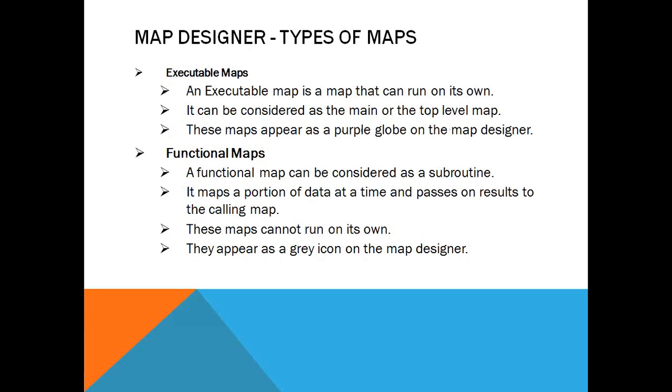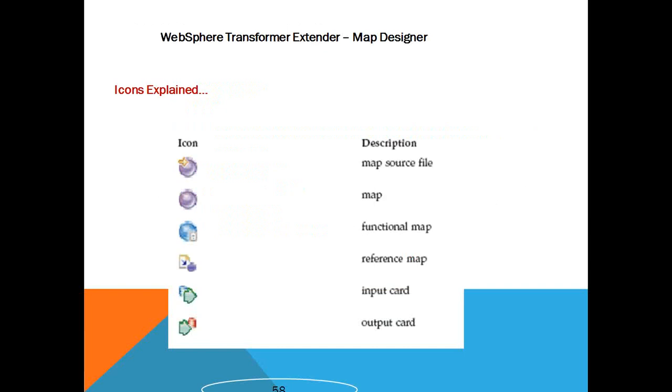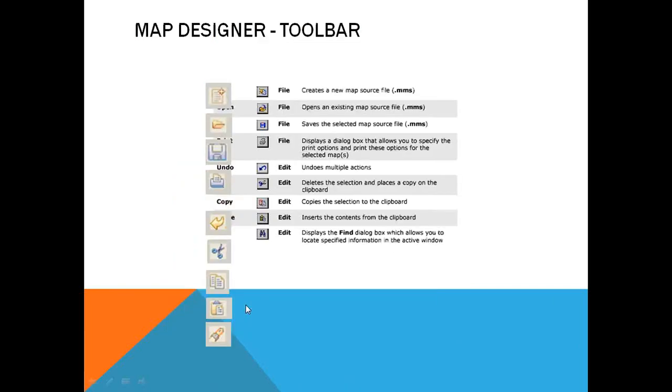The next one is types of maps: executable maps, function maps. These are all the icons. This is map source. This is map. This is functional map. This icon will come for reference map. This is input card and this is output card icons. And all these file, undo, copy, paste, edit, these are normal icons.